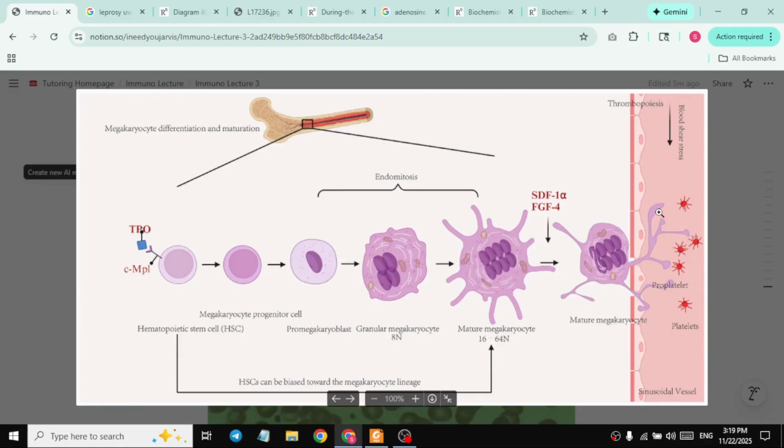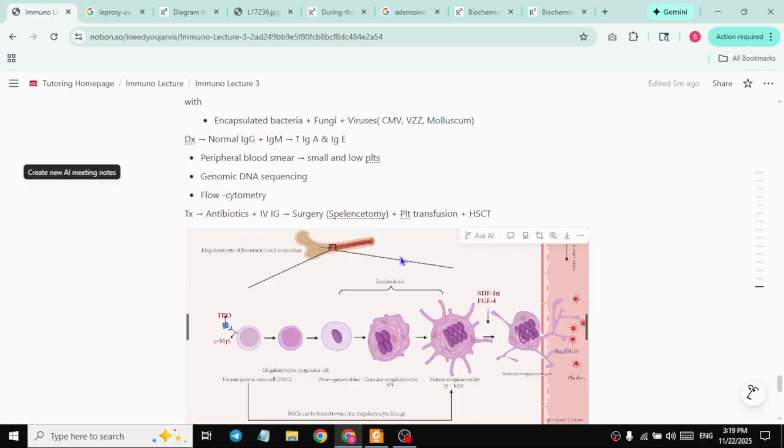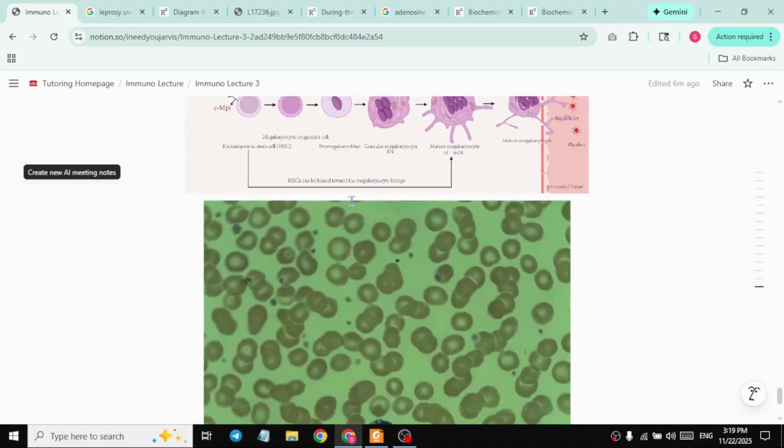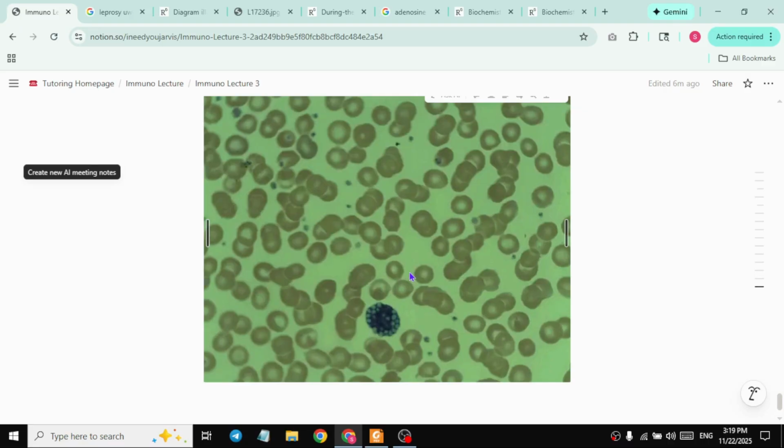But because of the WASP gene mutations, these cannot break away, right? So you don't get the platelets within the system properly. Okay, and that leads to a decrease in the number of platelets, leading to bleeding, right? That's how you explain the bleeding. And because of the different B and T cell disorders that are happening, you see the infections and the eczema and stuff.